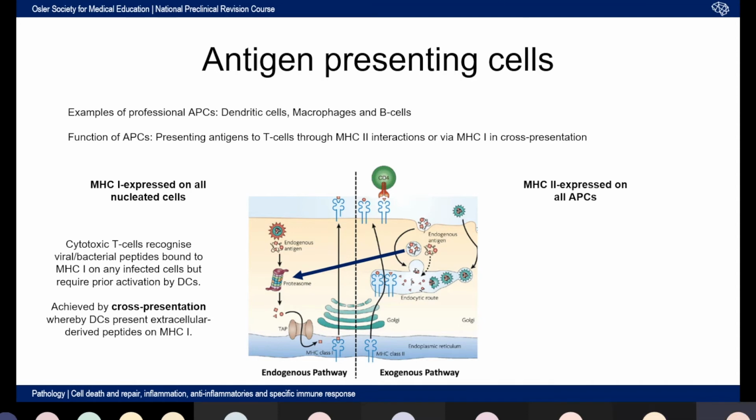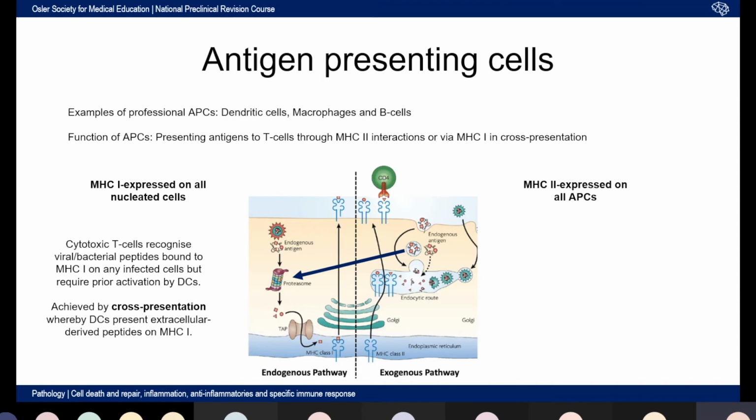And so there's something called cross-presentation, where the dendritic cell will send the antigen directly through MHC1 to present it. It's just a small technicality, but worth remembering.